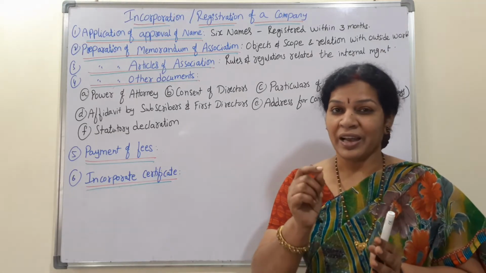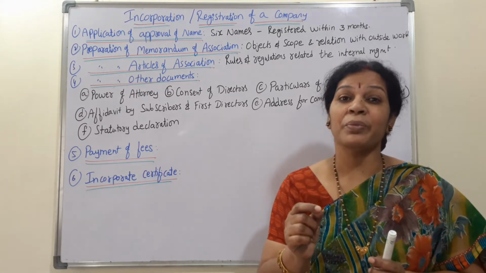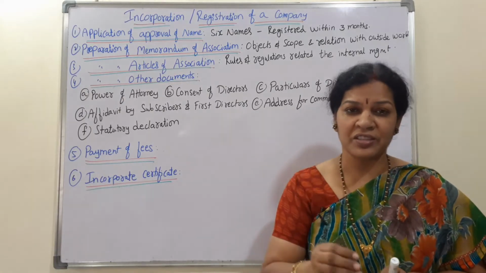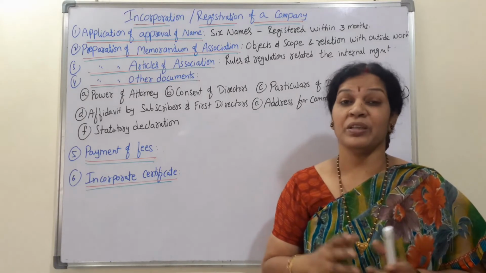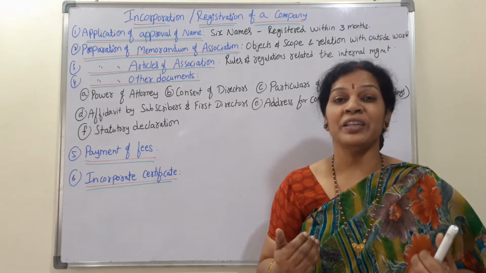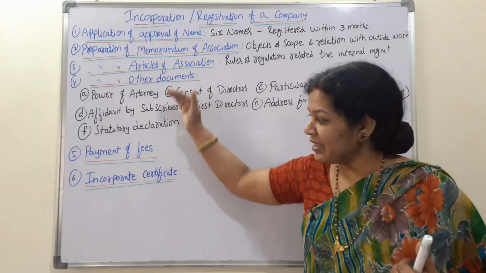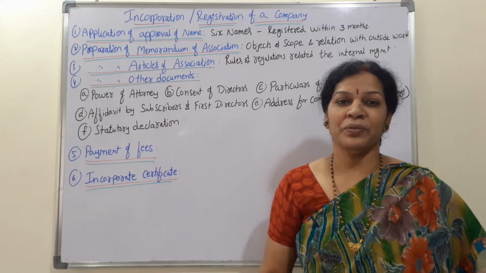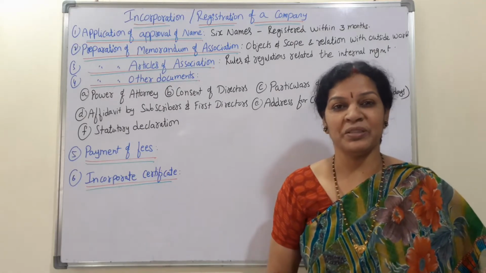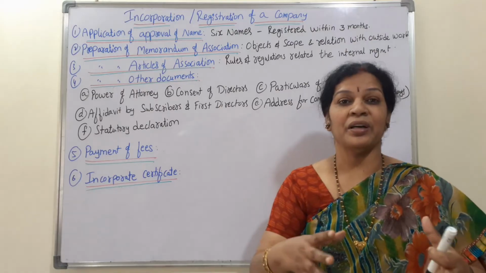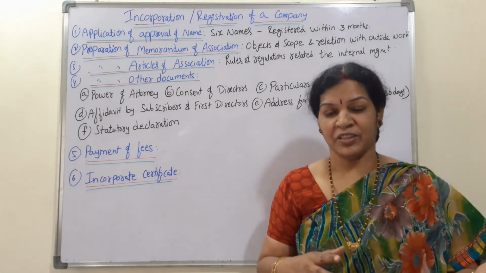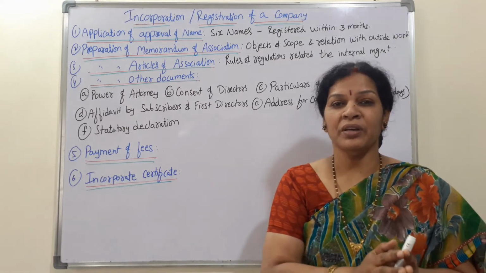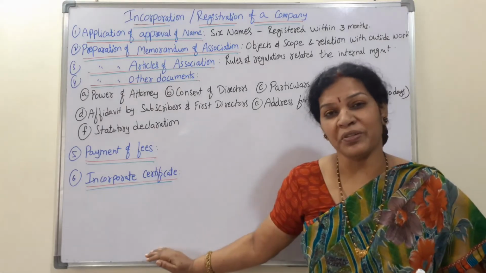So how to incorporate? Unless you get a certificate of incorporation, that is a must. Unless you get the certificate, you cannot start the business, you cannot start your company. So how to get that certificate of incorporation? For that, this is the procedure. After this procedure, you will be allotted the certificate of incorporation, then you can start your business. It is an identity that your company is identified as a specific person. So the power of attorney, everything will be given to you after completion of all this process. What is this process? We'll see.